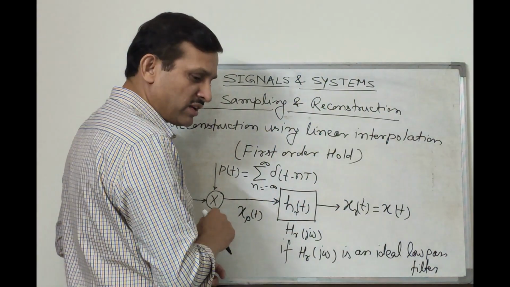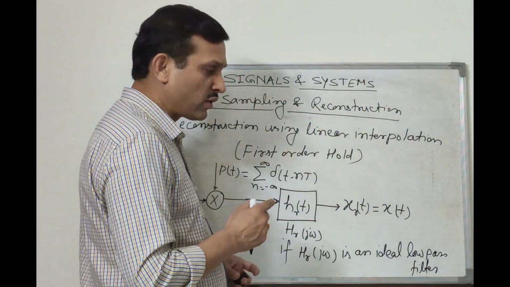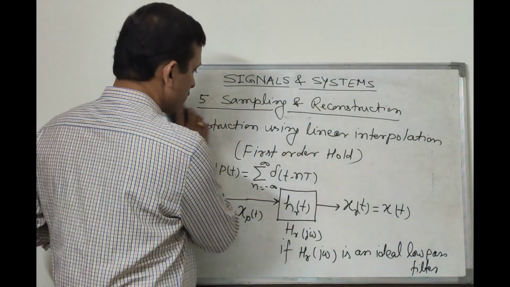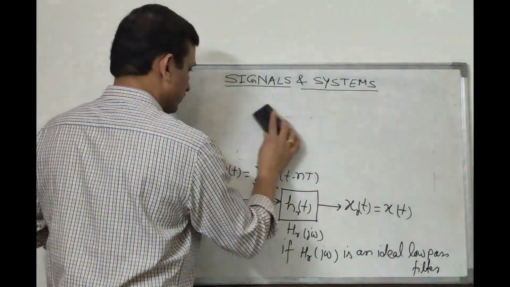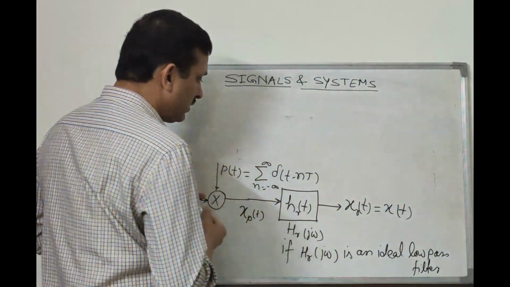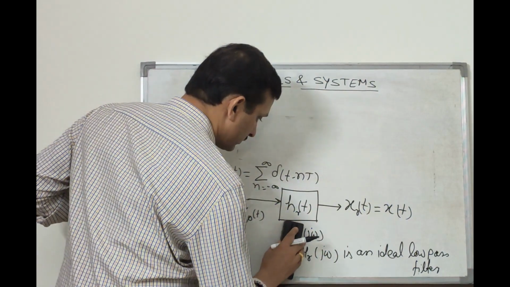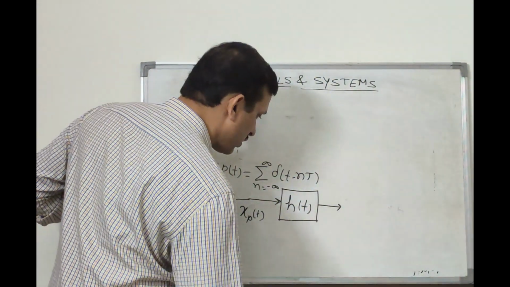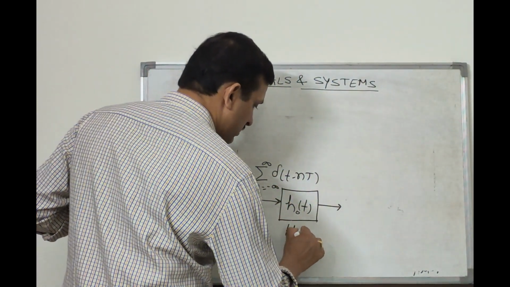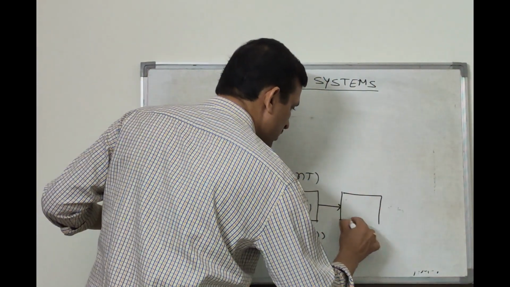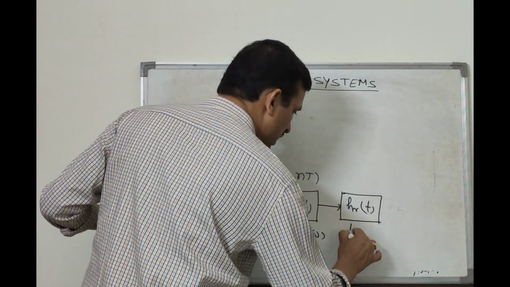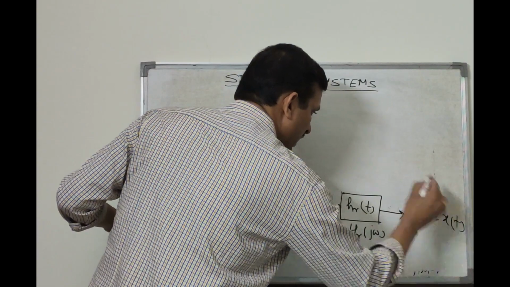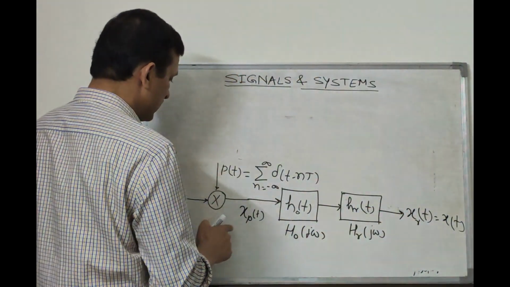That's why in previous classes we have seen that if this is passed through a zero order hold circuit, or zero order hold filter, or zero order hold system, or you can say zero order interpolation, with the filter being zero order hold h0(t), H0(j omega), and then this is passed through a reconstruction filter hr(t), with HR(j omega).